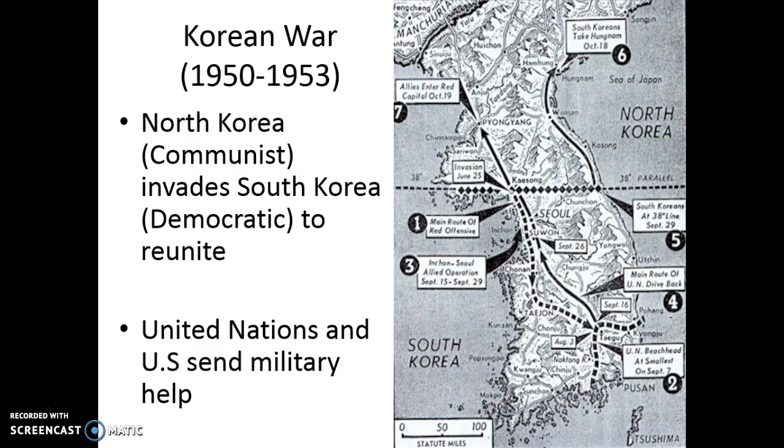So North Korea is going to become communist. South Korea is going to remain democratic and capitalist and supported by the Allies. And you see the line that goes across the middle of the Korean Peninsula is the 38th parallel. And this is actually where the armistice line is drawn at the end of the war, and still today is the division between the communist part of the Korean Peninsula and the democratic part of the Korean Peninsula.